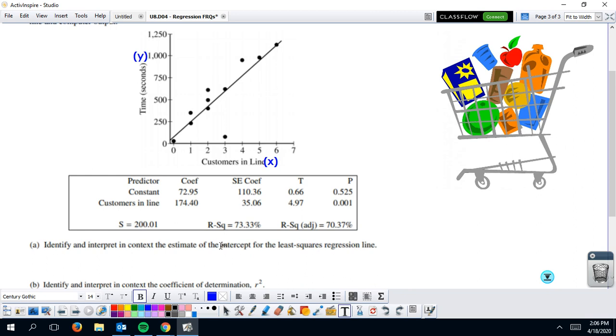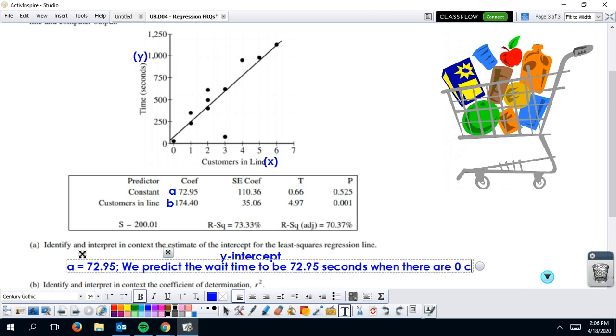That's the Y-intercept that they're asking about on this problem. And so I can see that right there, the Y-intercept, this is always the case. A is 72.95, B is 174.4. So I'm going to say the Y-intercept A equals 72.95. We predict the wait time to be 72.95 seconds when there are 0 customers in line.